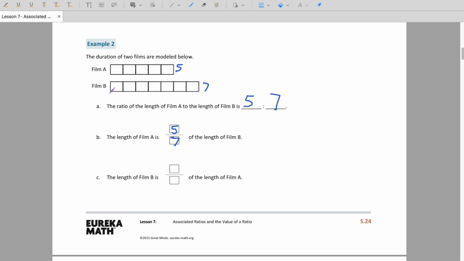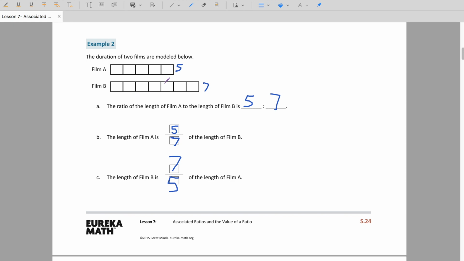If we took film B and broke it into 7 pieces, like we did here, how long is film A in comparison to that? It's 5 long, right? So we're comparing it. Here's 5. Okay, let's talk about C. The length of film B is something of the length of film A. Well, we're going to start with film B. Film B goes here, 7, and the length is 7/5.